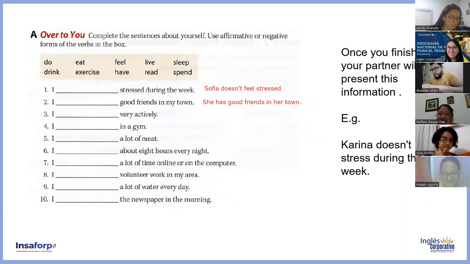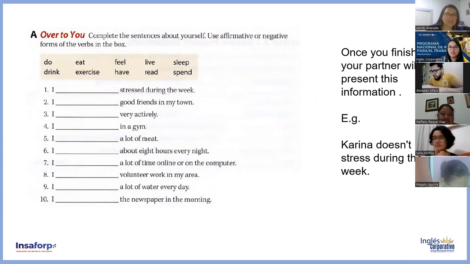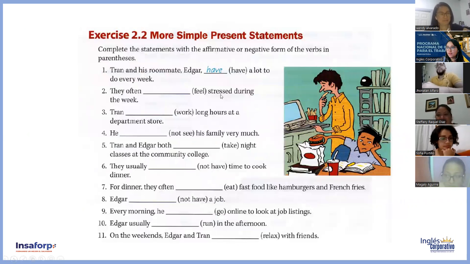Ok, that is going to be the first activity. Esa va a ser la primera actividad. Y la segunda, para como extra, vamos a completar esta sección, ok? Tengamos cuidado con cuando nos diga not. Eso nos indica que va a ser una oración negativa. Ok?